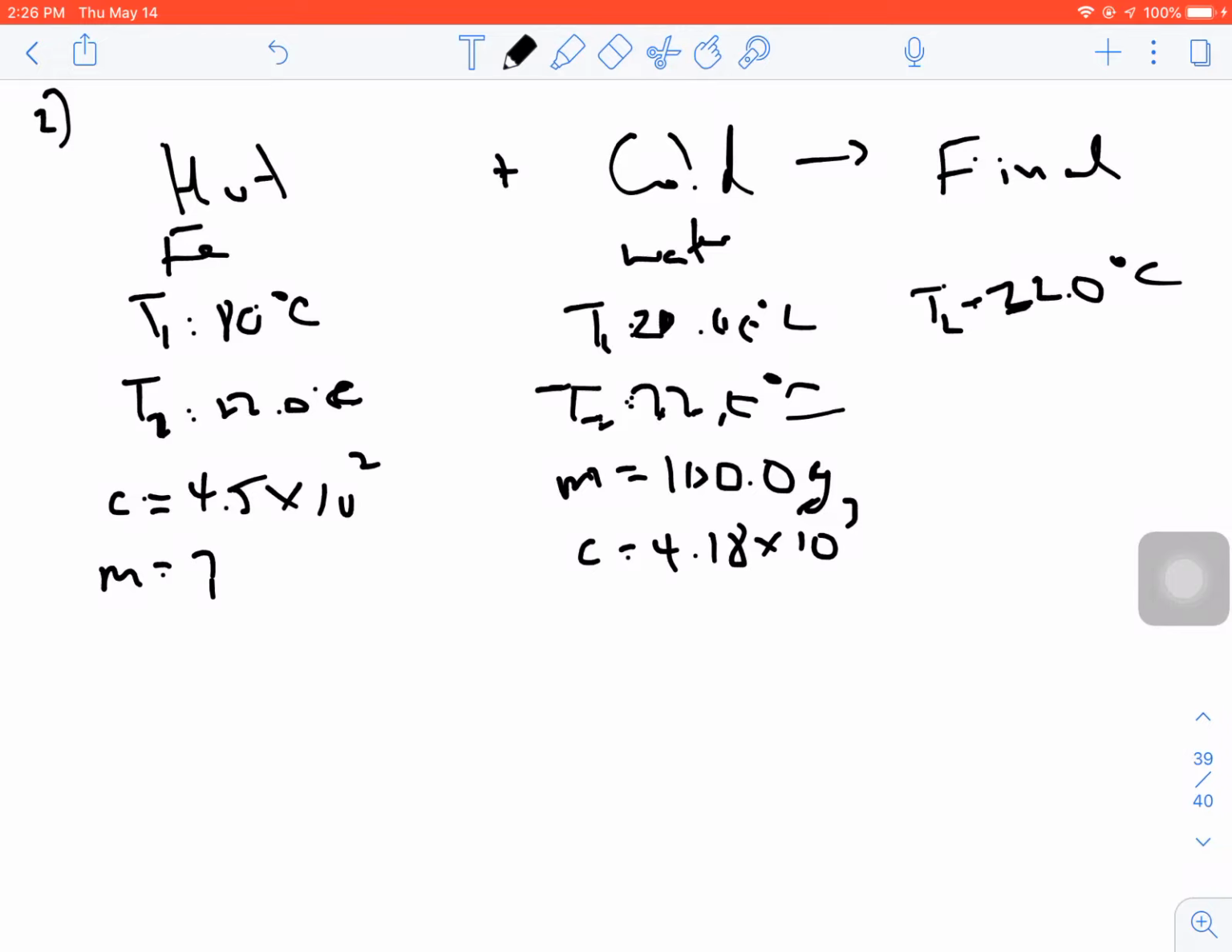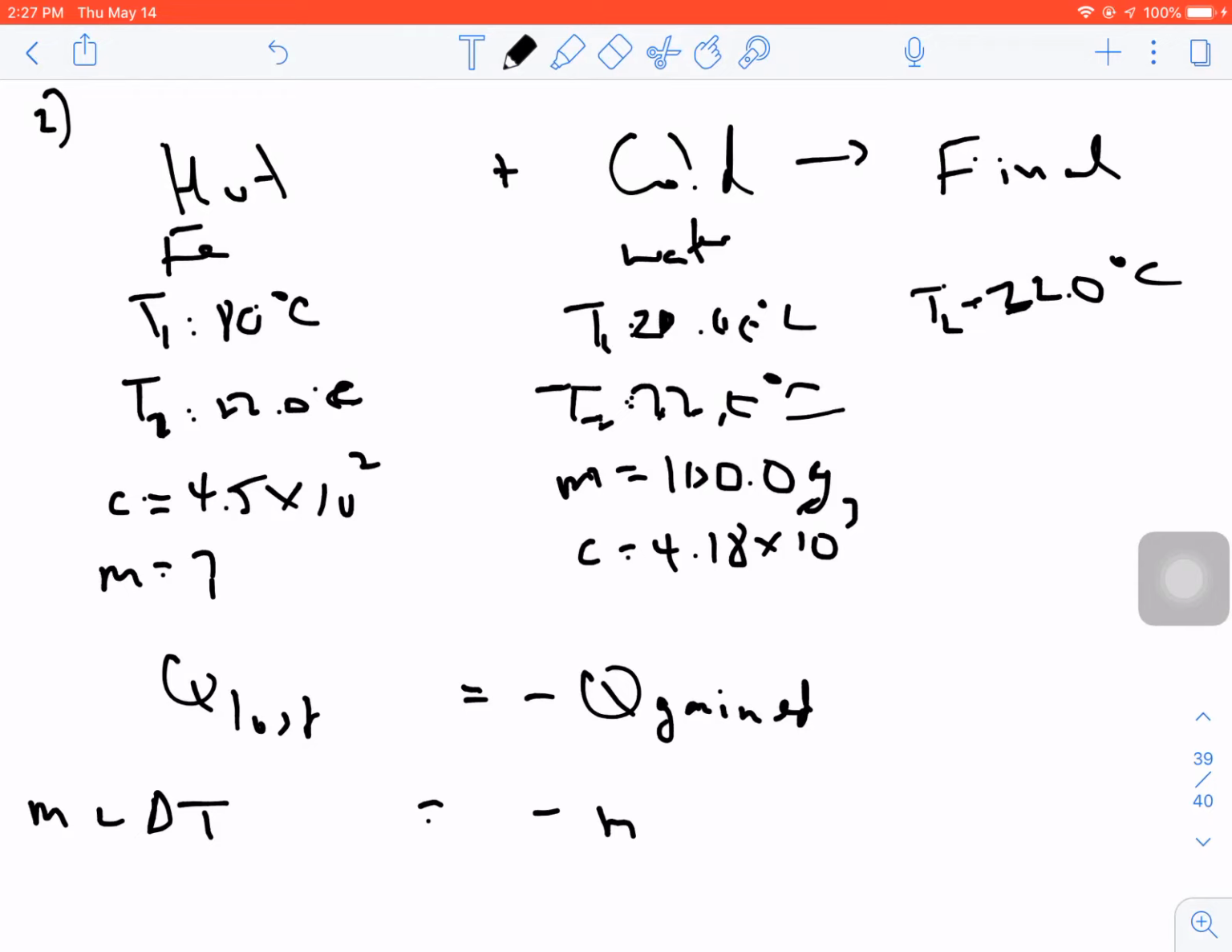Okay, so now I'm going to say that my Q lost by the hot item is going to be equal to the negative of the Q gain. The Q gain would be a positive answer, but I need to make it negative to show how much Q was lost there. So let's put our numbers in here. I know that I have MC delta T for the lost. It's going to be equal to negative MC delta T for the cold.